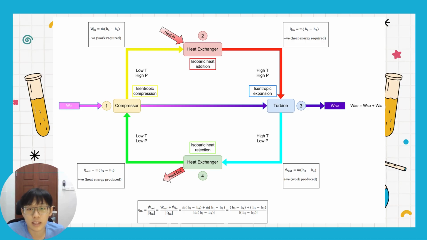So the efficiency of the cycle can be calculated by net work divided by Q in. Net work is equal to work out plus work in, over Q in. So we can substitute the formula from just now, and we can cancel out the m so that we get the final formula. And why do we have the modulus? Because our Q in will be a negative value, and the modulus is used to cancel out the negative value.